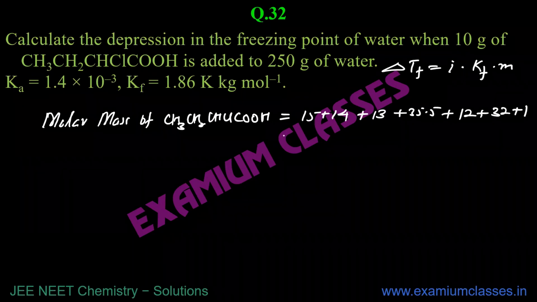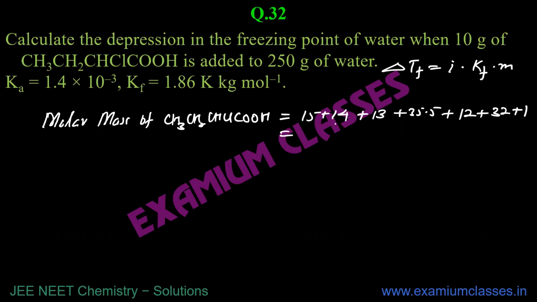So 15 plus 13, 28 plus 14, 42, 42 plus 12, 54, 54 plus 2, 56 plus 30, 86, 87 plus 35.5, and so on.